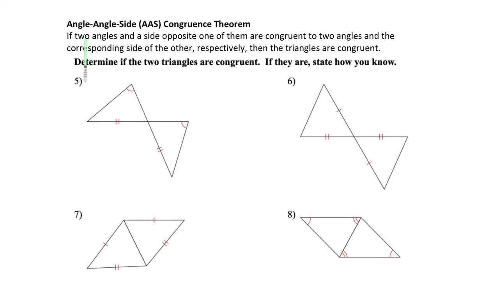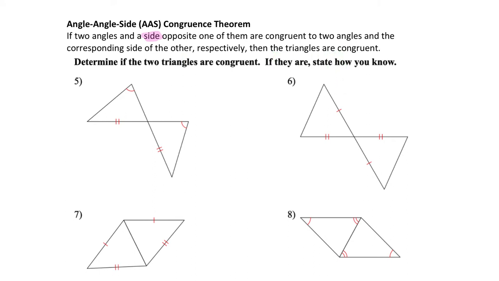So this one, the angle-angle-side congruency theorem states that if two angles and a side, and again, here you can see that we include a side. Right? So we need a side every single time. So if two angles and a side opposite of one of them, so it's not the one that is between the angles, are congruent to two angles and the corresponding side of the other, respectively, then the triangles are congruent.